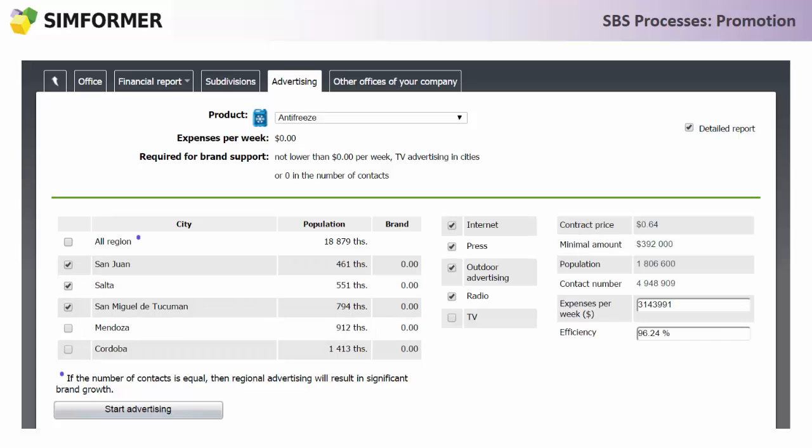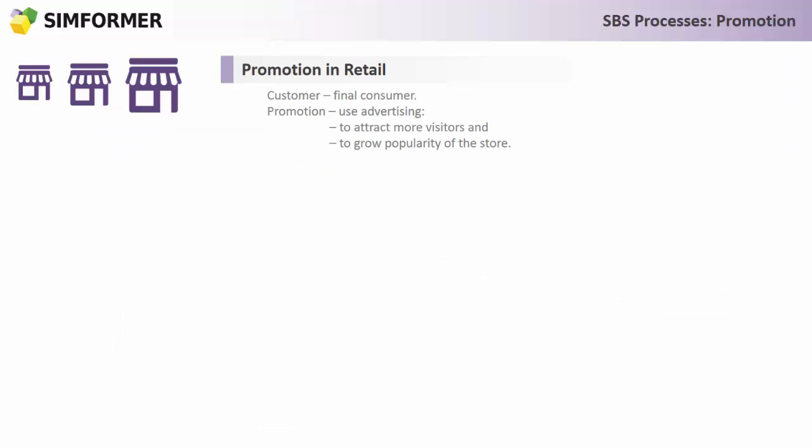So you will have 5 media channels, and depending on the media combination, you will see the minimal amount you have to spend and also the contact number and how much of the population you're covering. So let's review the advertising from the different perspectives within the business simulation. In order to sell or increase sales, you need to advertise. In the case of a retail store, the advertising will attract more visitors.